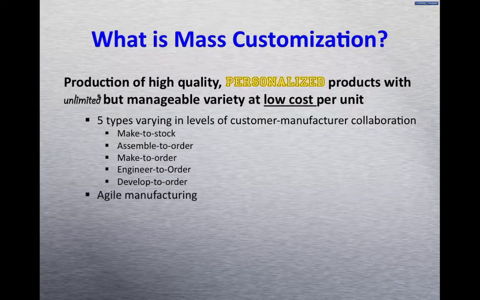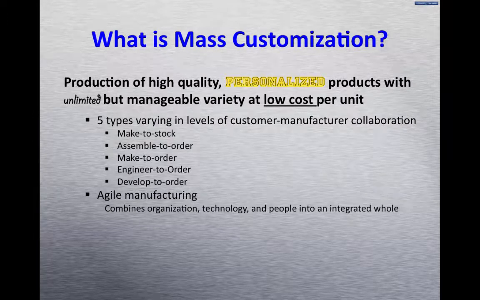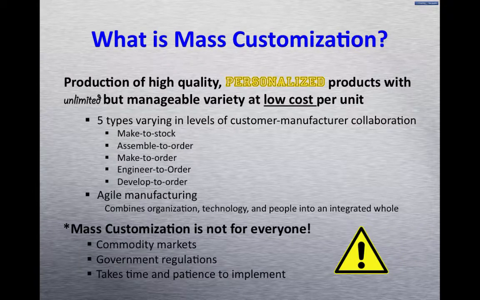Agile manufacturing techniques are often utilized as part of mass customization in order to increase flexibility to enable it to respond quickly to changing customer needs. Mass customization has been applied to many different fields. However, it is not necessary in commodity markets such as oil and wheat, and other markets are restricted by government regulations. Mass customization is not for everybody. Careful analysis of the product and customer needs must be considered greatly before deciding to become a mass customized company.